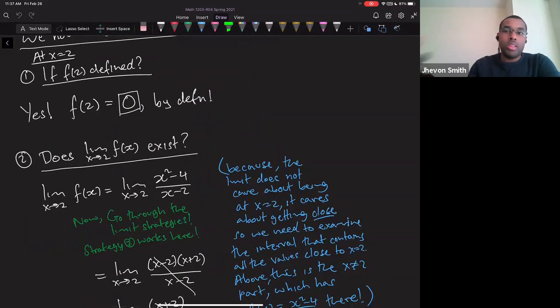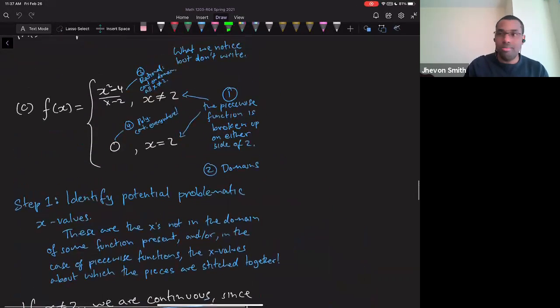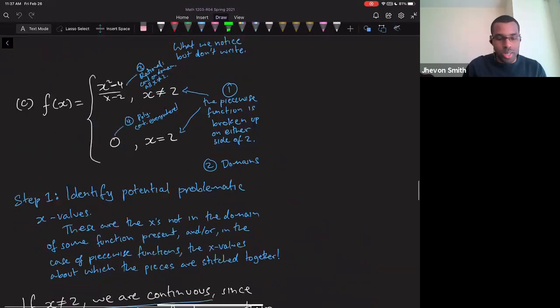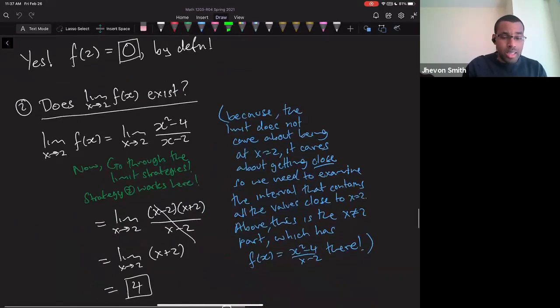We learned the 3 things that we need to check for continuity. We need to check that the function is defined, that the limit exists, and that the limit equals the value of the function at the point of interest. So that's what we did. Is the function defined? Yes, it is 0, because by definition, when x equals 2, it is 0.